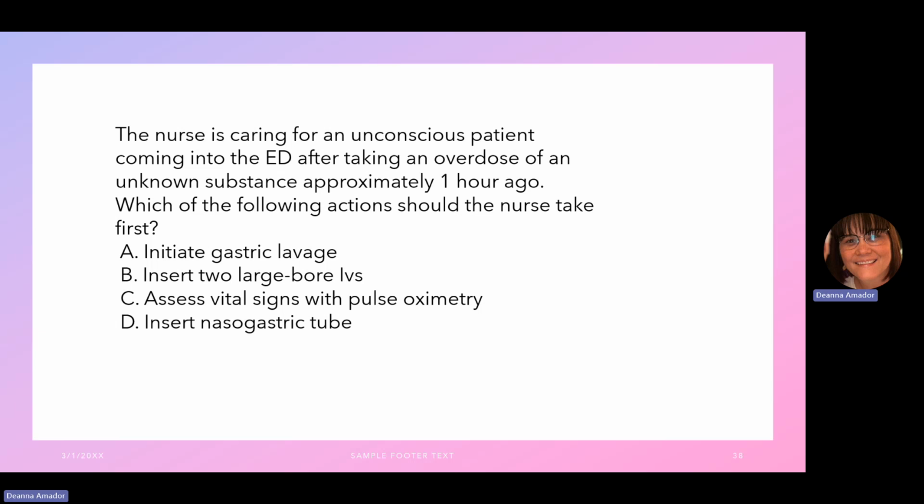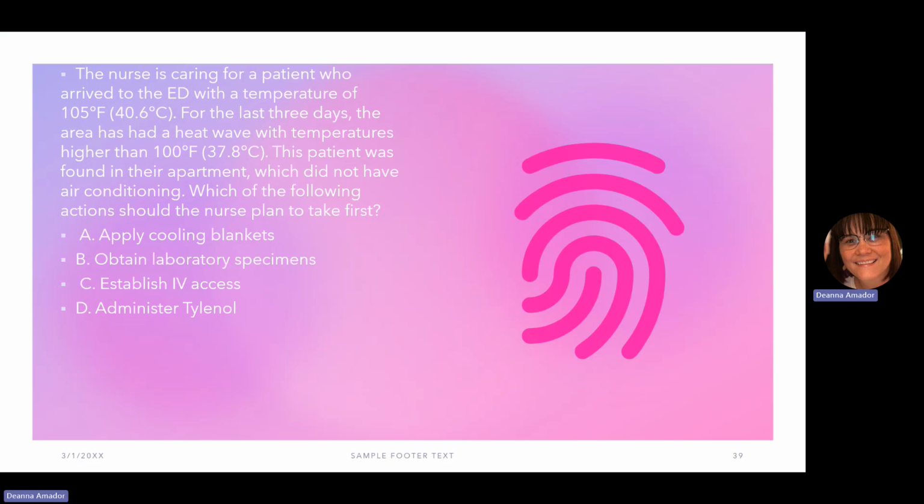Next one. It says the nurse is caring for a patient who arrived in the ED with a temp of 105. For the last 3 days, the area has had a heat wave with temperatures higher than 100. This patient was found in their apartment, which did not have air conditioning. Which of the following actions should the nurse plan to take first? A, apply cooling blankets. B, obtain lab specimens. C, establish IV access. Or D, administer Tylenol.